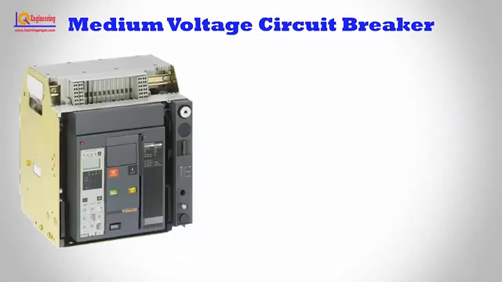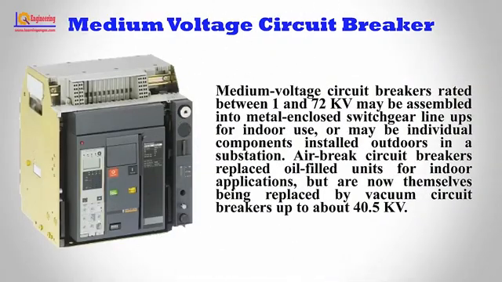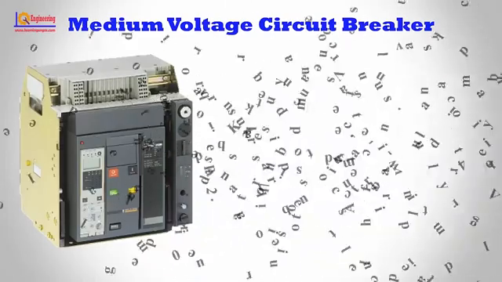Medium voltage circuit breaker. Medium voltage circuit breakers rated between 1 and 72 kV may be assembled into metal enclosed switchgear line ups for indoor use, or may be individual components installed outdoors in a substation. Air break circuit breakers replaced oil-filled units for indoor applications, but are now themselves being replaced by vacuum circuit breakers up to about 40.5 kV.